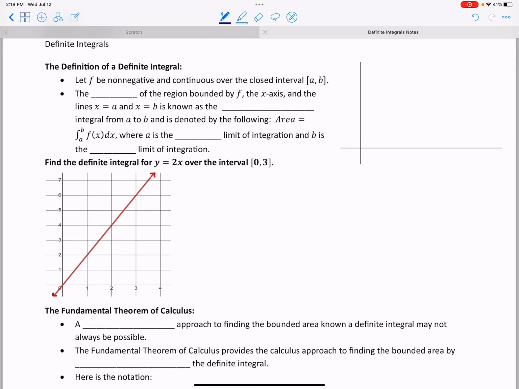Hello and welcome to our lesson on definite integrals. So we're going to start with the definition for what a definite integral is, and then I'll try to show you geometrically what's going on.